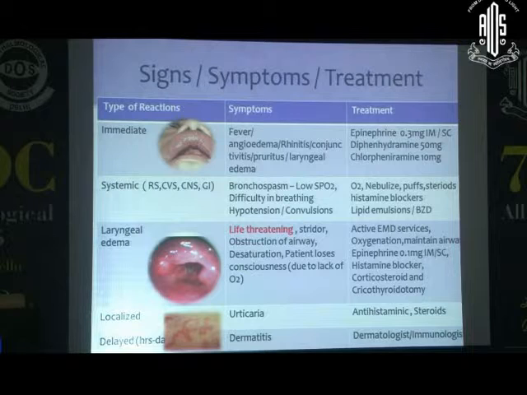The patient presents with stridor, obstruction of air, and desaturation. The patient loses consciousness due to lack of oxygen. The treatment of this entity is to oxygenate the patient, call for help, maintain the airway, and give epinephrine, antihistamine, and corticosteroid. These are the medical treatment, and if the patient is not relieved by medical treatment, then you have to go for surgical treatment, that is cricothyrotomy, because somehow you have to save the life.